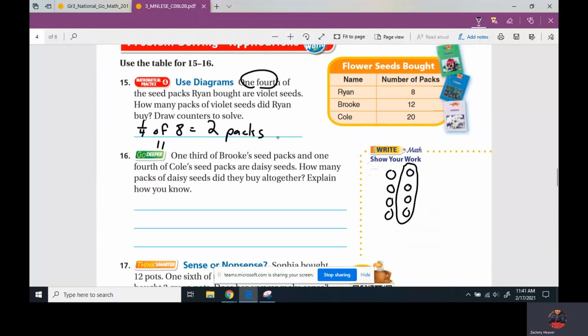Just like that. Actually, I got to have 4 groups of 2. Just like that. So there's my 4 groups for my denominator, my 2 in each, and they each stand for 1 group. So 1 out of my 4 groups, 1/4 equals 2.